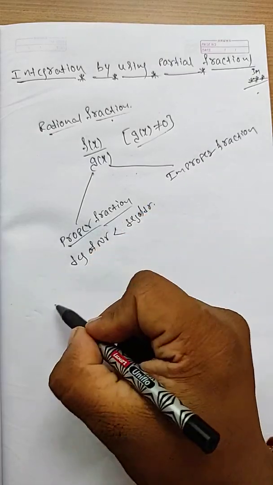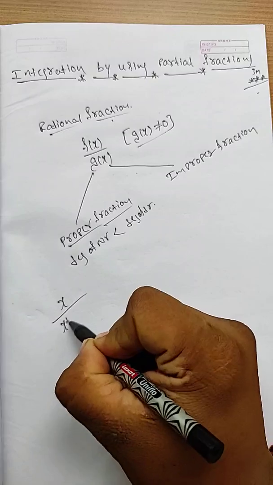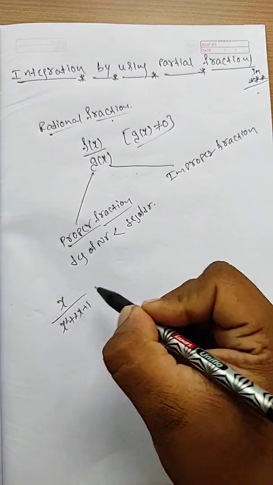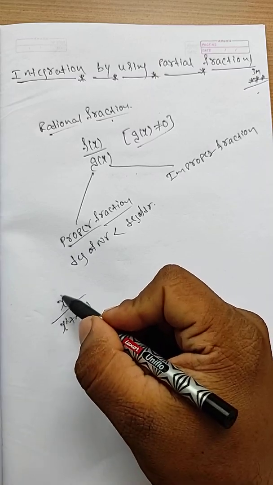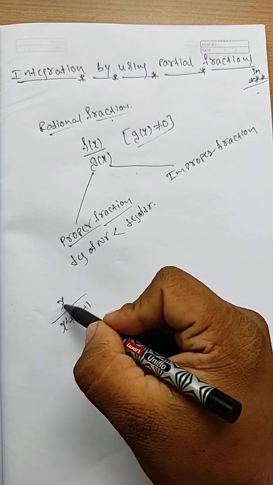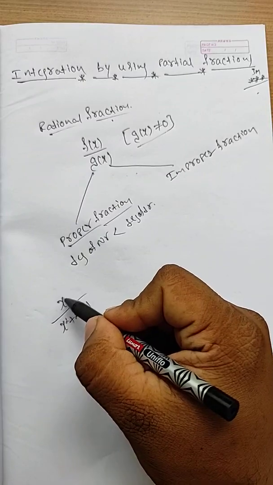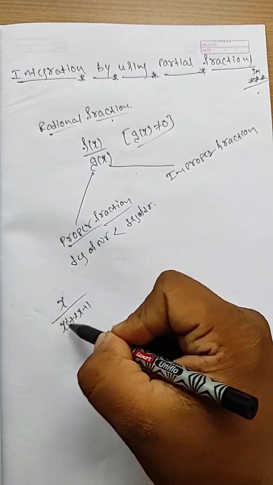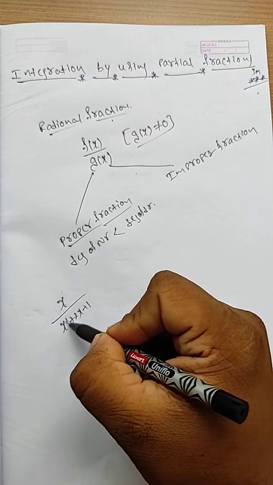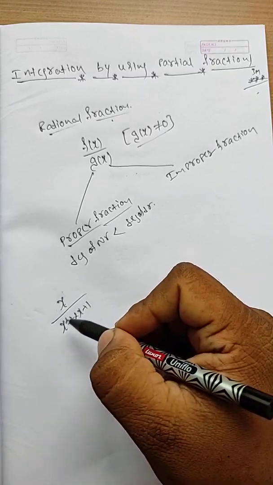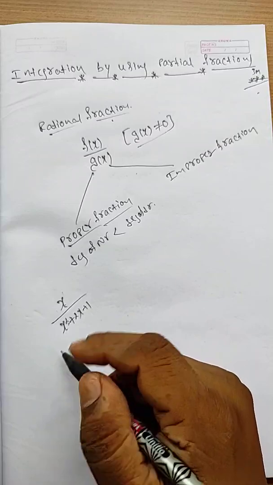So for example, x by x square plus 2x plus 1. What is the degree? The highest power of the polynomial we call the degree. So here, the power of x in the numerator is 1, and the highest power of x in the denominator is 2. The degree of numerator is less than the degree of denominator, so we call it a proper fraction. Is it clear? Let us go for another example.